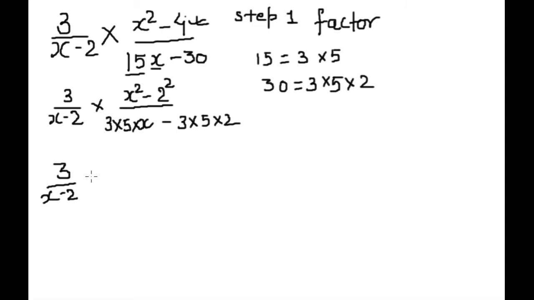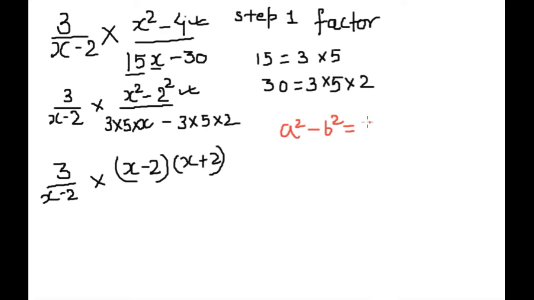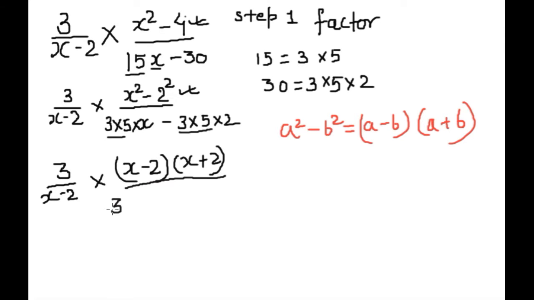3 by x minus 2, into, we can write this x square minus 2 square as x minus 2 and x plus 2, from the formula a square minus b square is equal to a minus b, a plus b, by, we can see here 3 into 5 is common. So we will put this out, 3 into 5, and we can write x minus 2 and bracket closed.